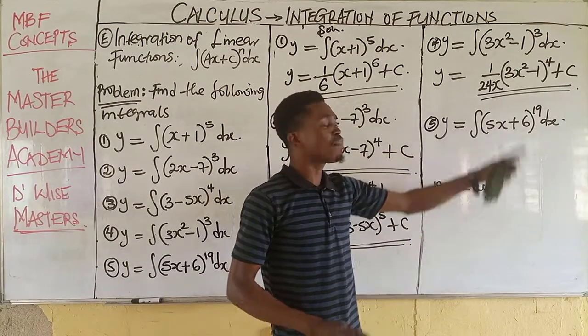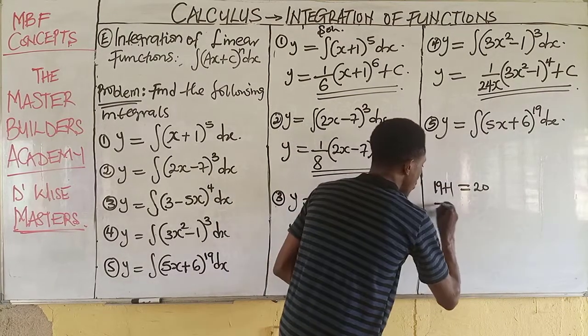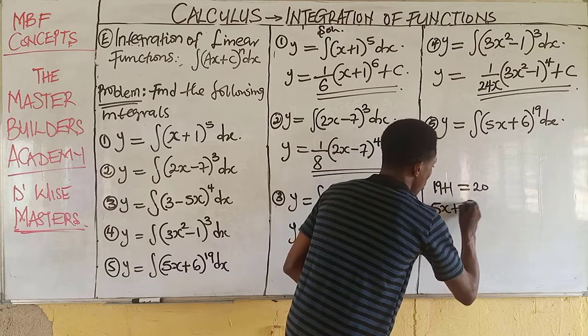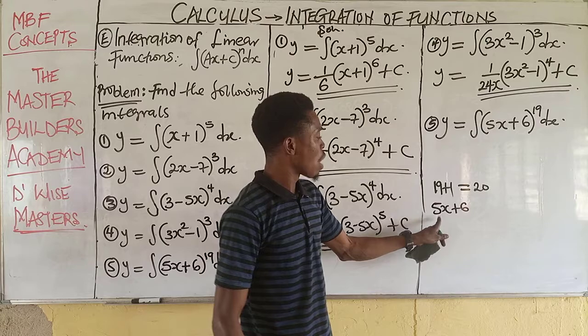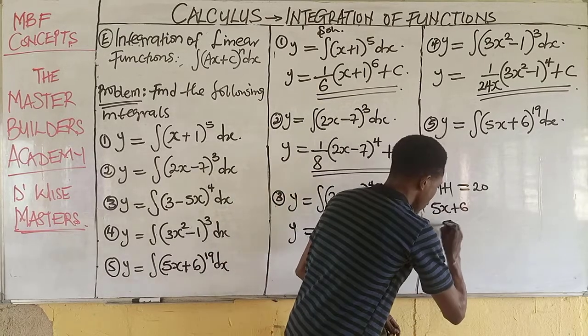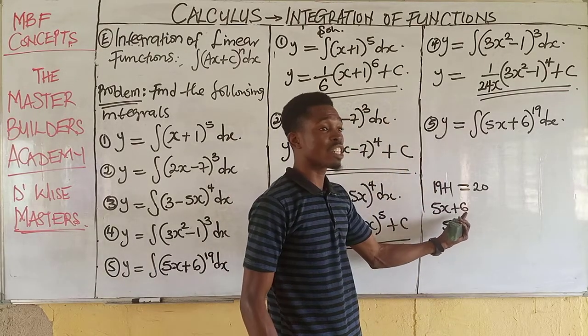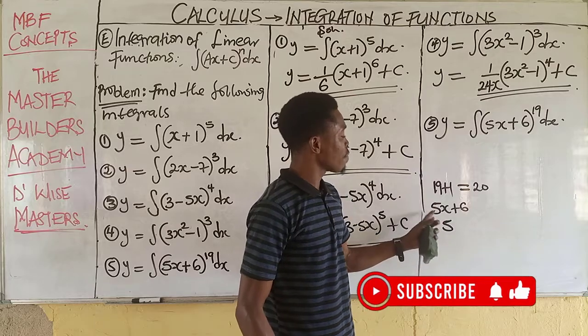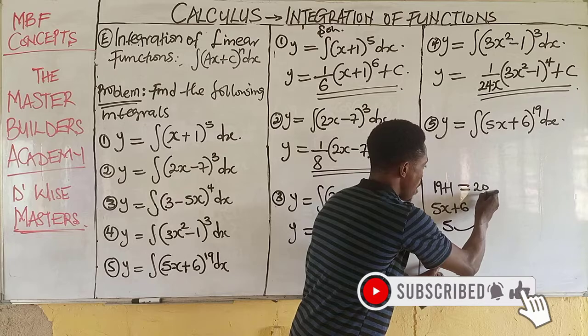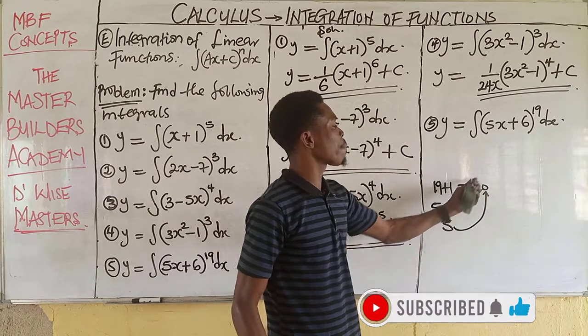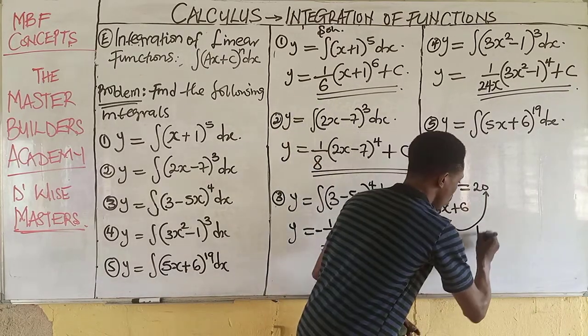Then the next is to identify the function of x, which happens to be 5x + 6. Then I will differentiate this function of x with respect to x. When we differentiate 5x, we have 5. And when we differentiate 6 with respect to x, we have 0. So when we differentiate 5x + 6, we have 5. Then we multiply this result by this result. 5 multiplied by 20, we have this to be 100.